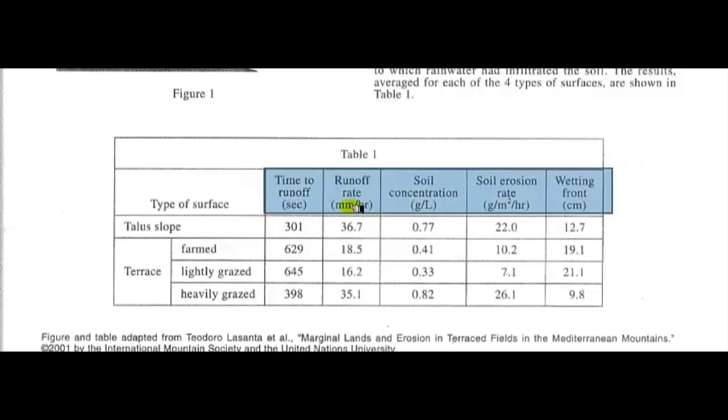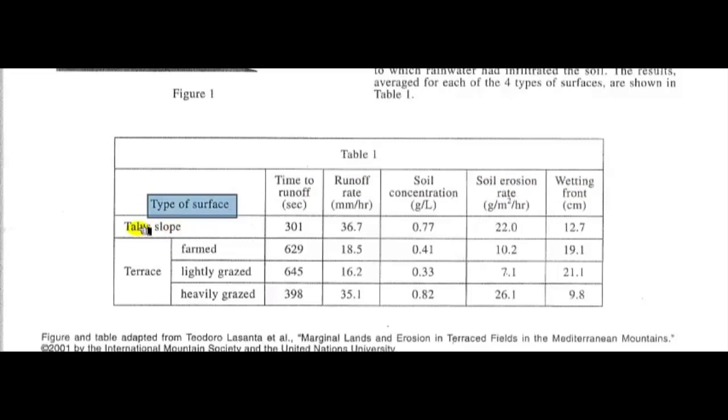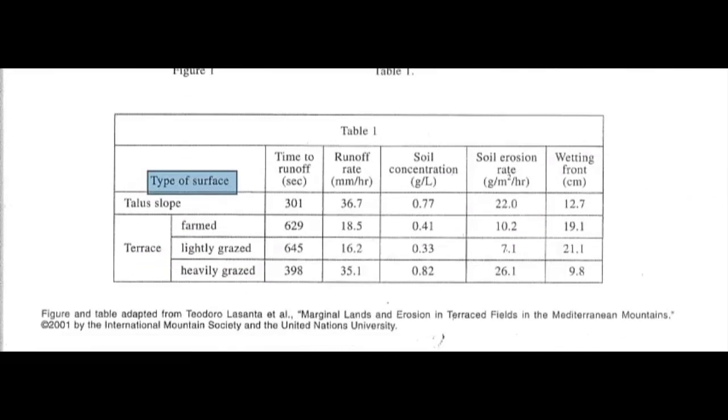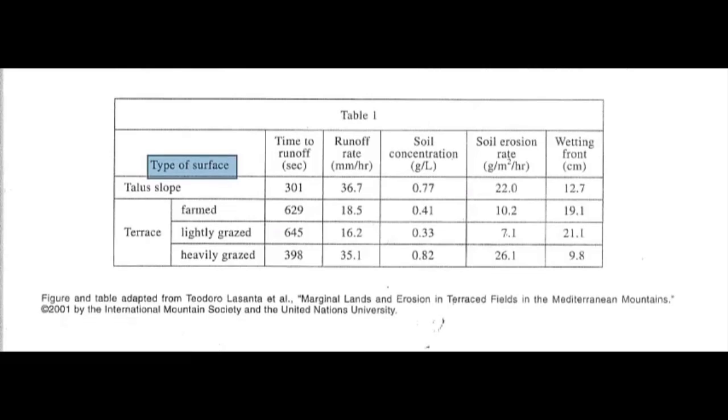First thing here is this. We have time to runoff, runoff rate, soil concentration, soil erosion rate, wetting. Then we have the type of surface, which ranges from talus all the way down to terrace, and 3 different subcategories of terrace. So which one really is the one that would be the control variable? They wanted to keep everything similar. Let's go back down to the answer choices and take a look.